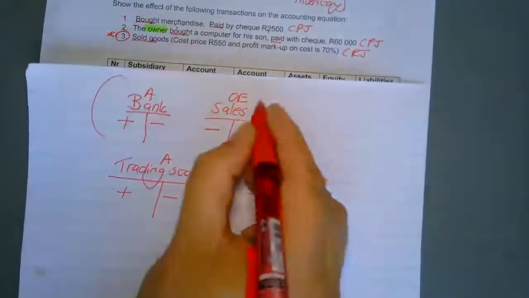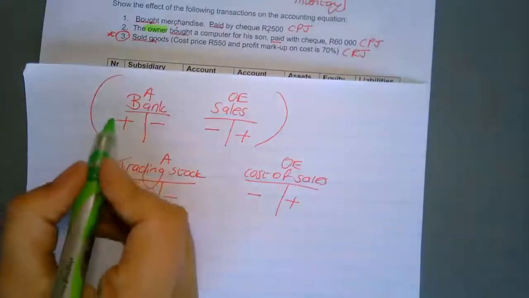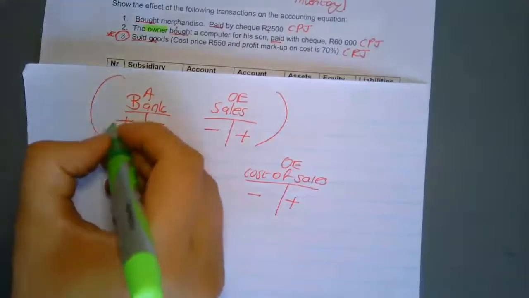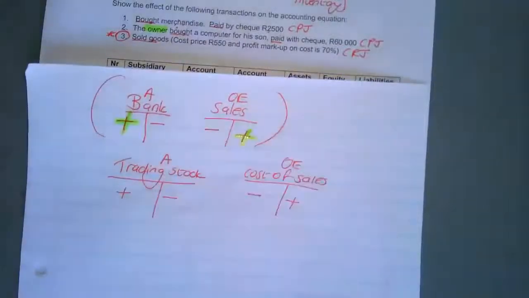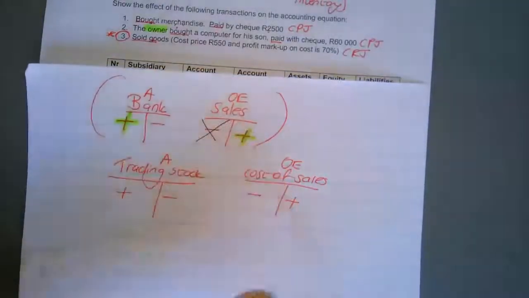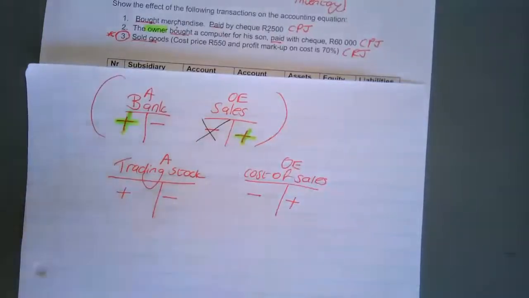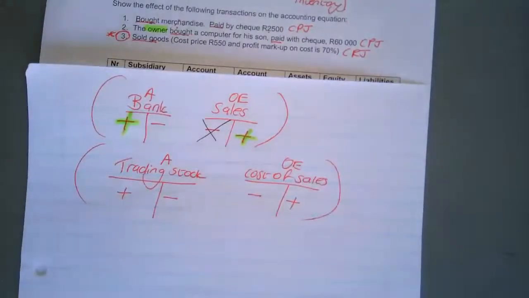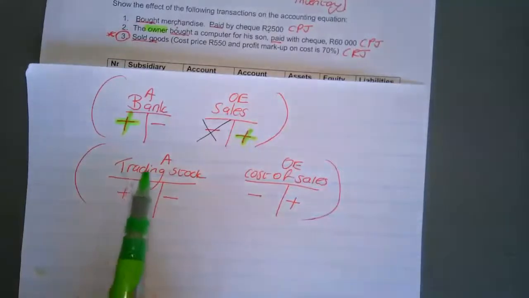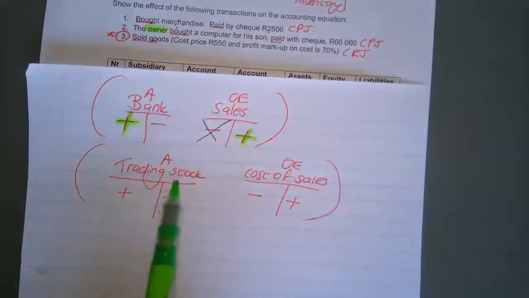Okay, so we're going to start with this one first. When we sell, does bank get money or does bank lose money? Bank receives money. If bank is debited, sales is credited. And by the way, sales is never ever debited because when you sell, you always receive an income. Trading stock. Now we're going to do the second part. What are you selling? You are selling trading stock. Now, when you sell trading stock, does your trading stock increase or does it decrease?